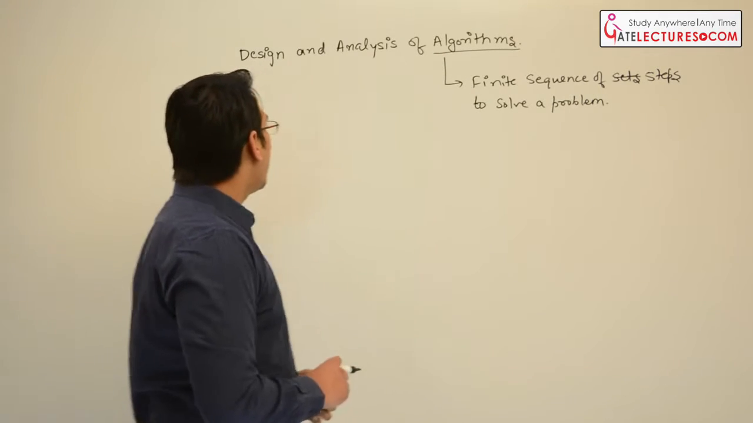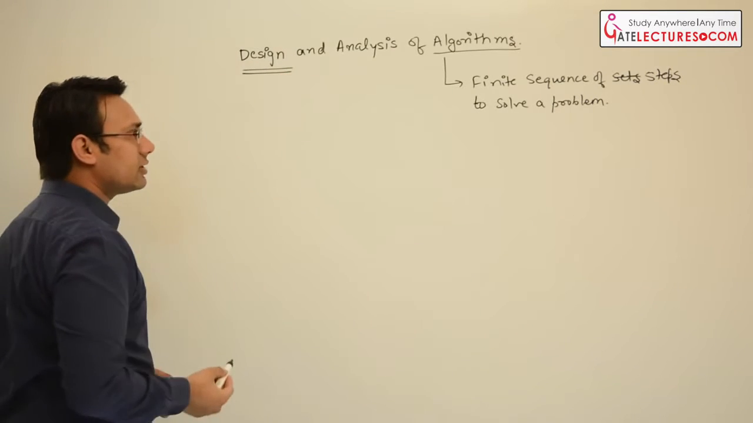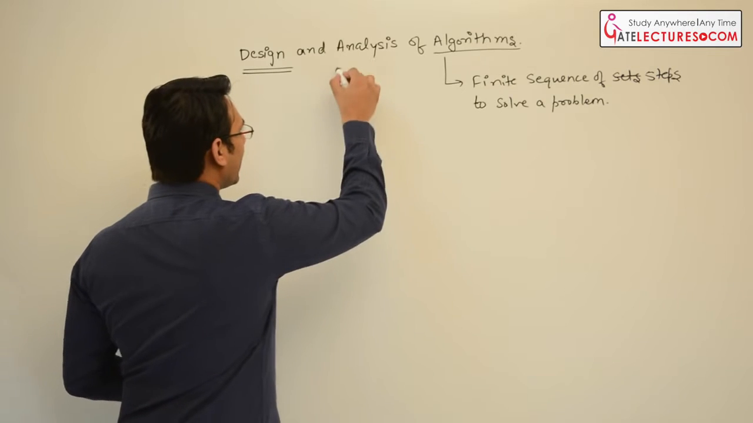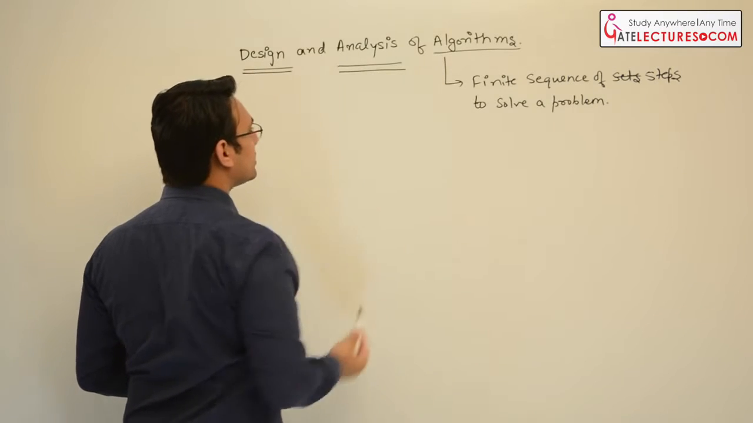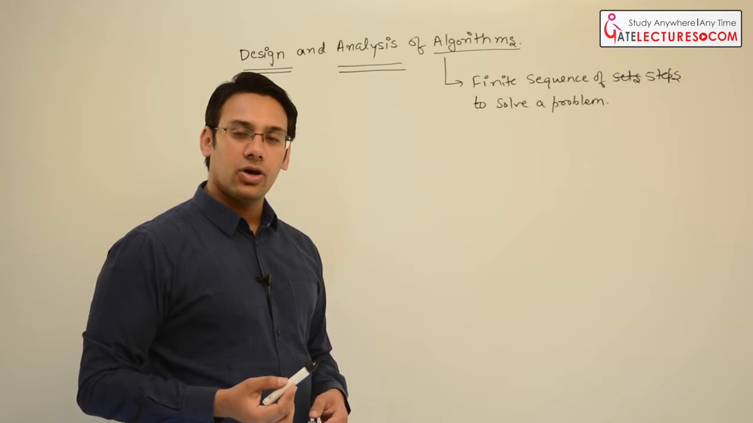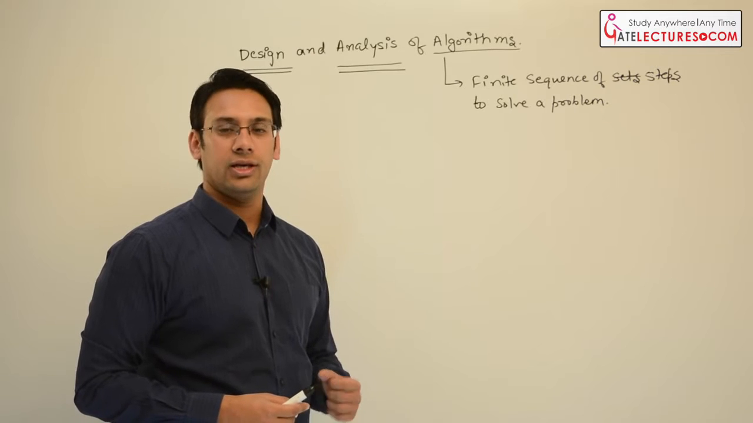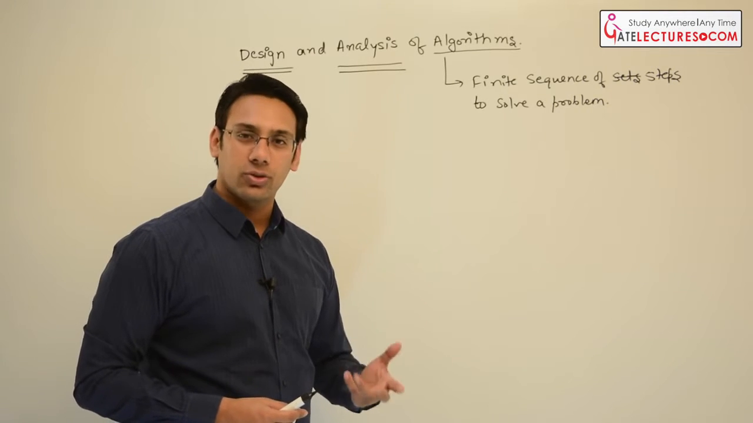Here designing means we are going to design those algorithms, and here analysis means we are going to analyze those algorithms on the basis of some kind of criteria. Now what does it mean when I say analyzing those algorithms?